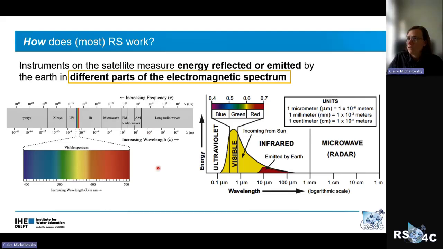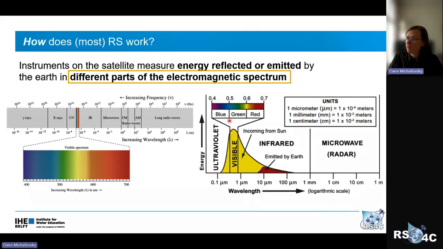So why are we looking in different parts of the electromagnetic spectrum? The sun itself emits electromagnetic radiation or energy, and it doesn't do this in a single wavelength. It does it over a range of wavelengths, which are represented in the image to the right. We can see that the sun emits from about the ultraviolet part of the spectrum to the thermal part of the spectrum. What we see represented on this graph is the amount of energy that is emitted by the sun for different wavelengths.